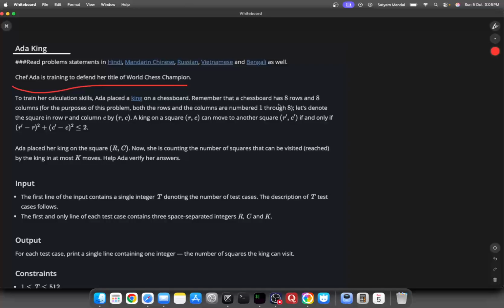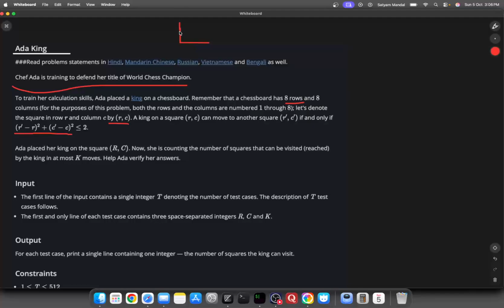Remember that the chessboard has 8 rows and 8 columns. For the purpose of this problem, both the rows and the columns are numbered 1 through 8. Let's denote the square in row R and column C by (R, C). A king on a square (R, C) can move to another square (R', C') if and only if the distance formula holds. It's nothing but a formula, the distance formula in Cartesian coordinates.